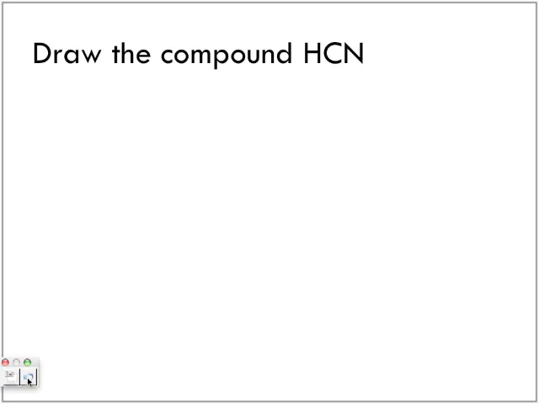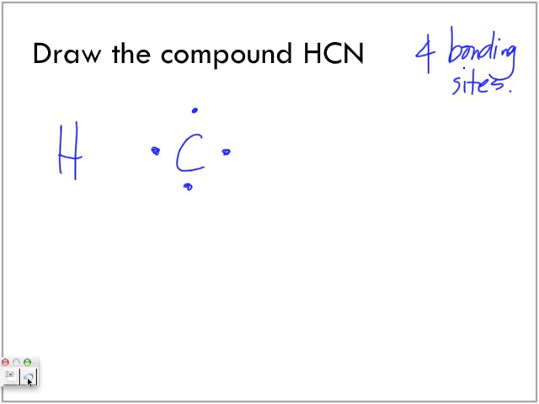Draw the compound HCN. So we've got 3 atoms. Right? One thing to keep in mind, when you've got carbon, carbon has 4 bonding sites. So carbon will always be our central atom. So we've got carbon, 1, 2, 3, 4 valence electrons. So what I'm going to do is draw a hydrogen on this side. I'm going to draw my nitrogen on this side. Nitrogen has 5 valence electrons, 1, 2, 3, 4, 5. It's got 3 bonding sites.